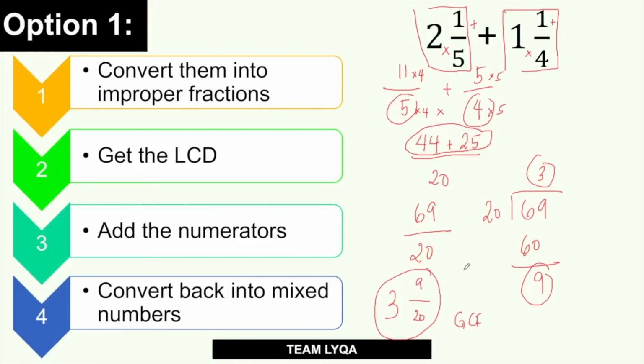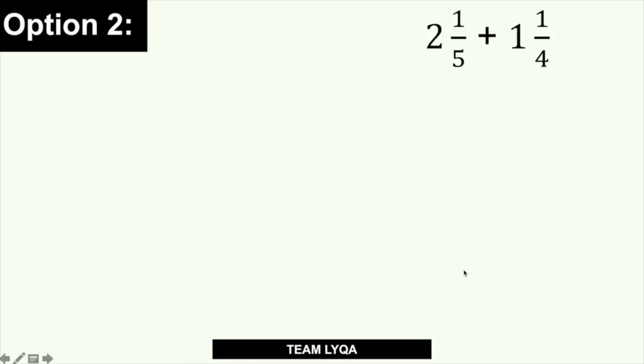Ngayon, we're going to do a different method. Same pa rin yung numbers. Okay? This is your option 2. Again, same yung number. Alam na natin, ang final answer natin kanina is 3 and 9 over 20. Check natin kung makukuha rin natin siya using this second method. Okay? And again, this is the one I'm more comfortable with.